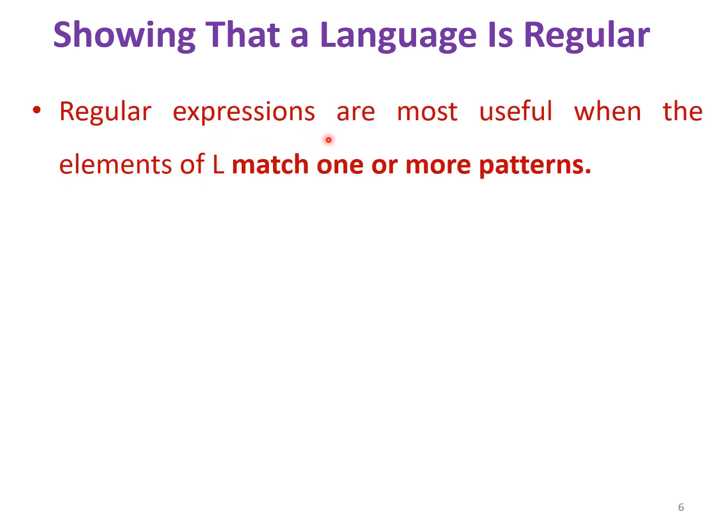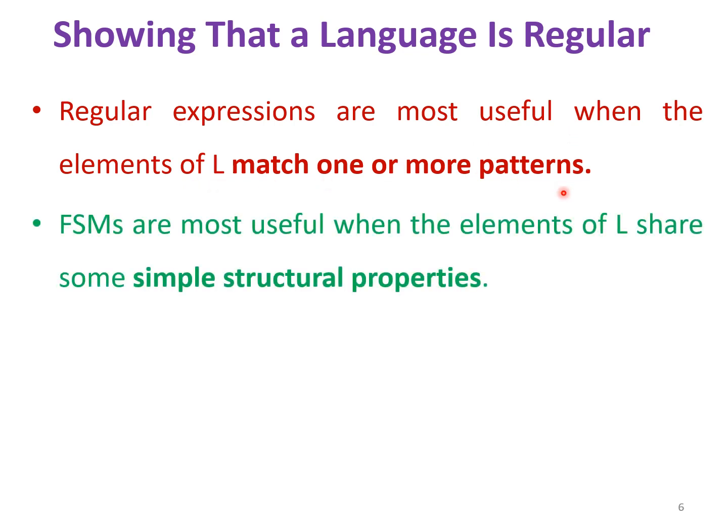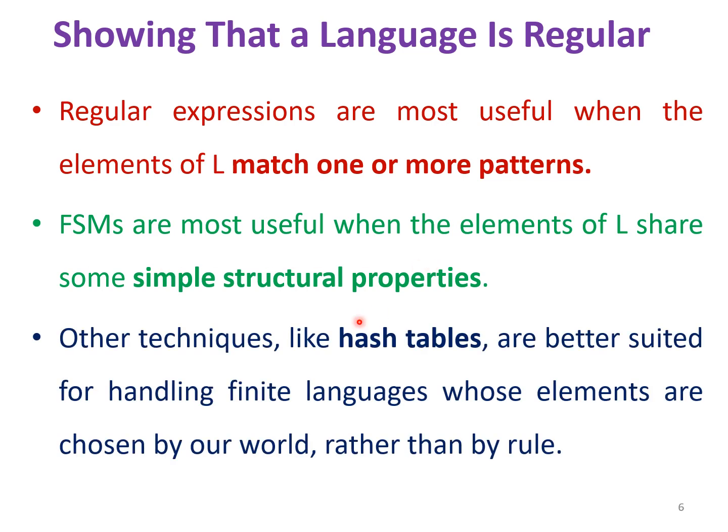Regular expressions are most useful when the elements of L match one or more patterns. Finite state machines are most useful when the elements of L share some simple structural properties. Other techniques like hash tables are better suited for handling finite languages whose elements are chosen by fiat rather than by rule.